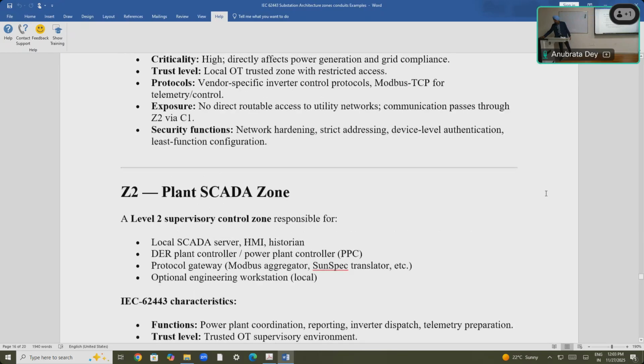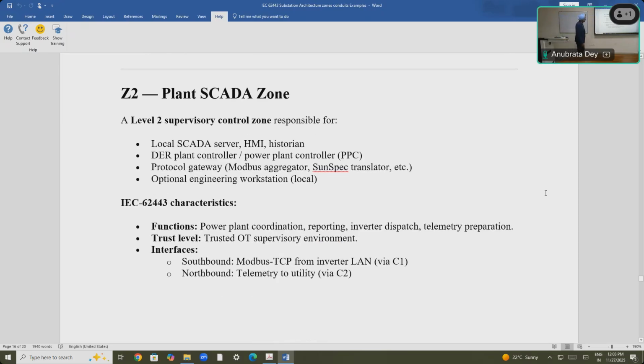And zone 2 is your SCADA zone, which will include SCADA server, HMI, historian, plant controller, protocol gateway, or an engineering workstation if there is one at that point. Trust level, again, it's an OT supervisory environment. And the interface is C1 to the inverter, C2 to the utility.